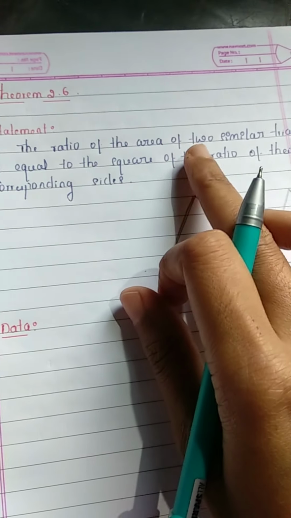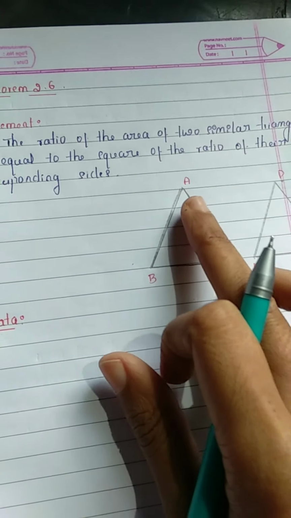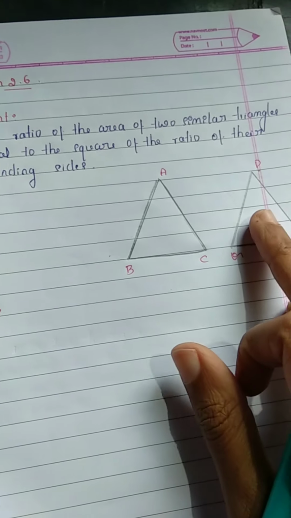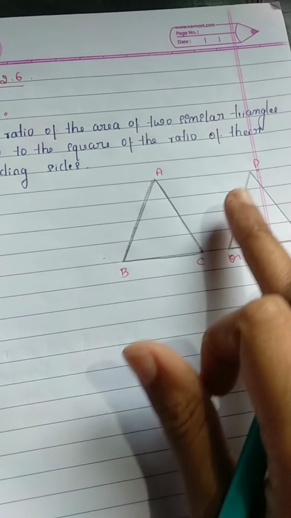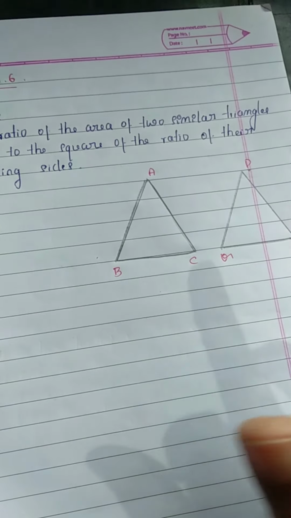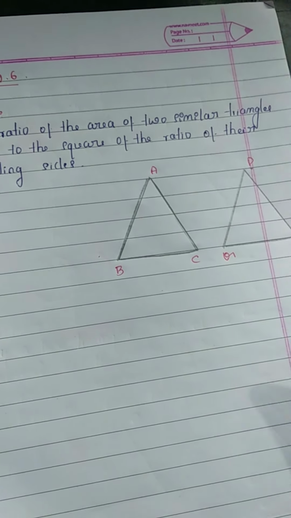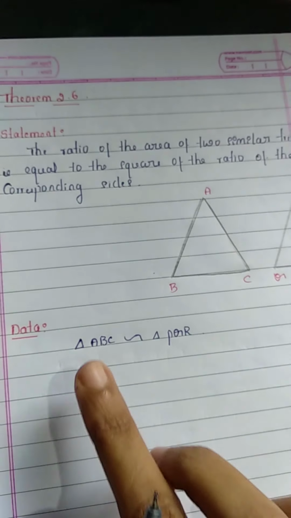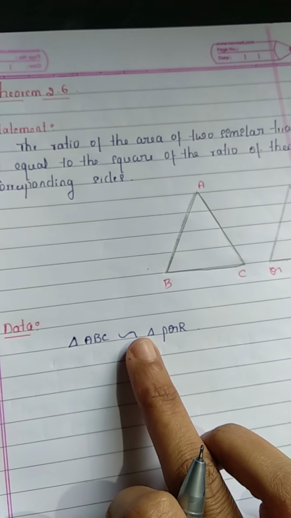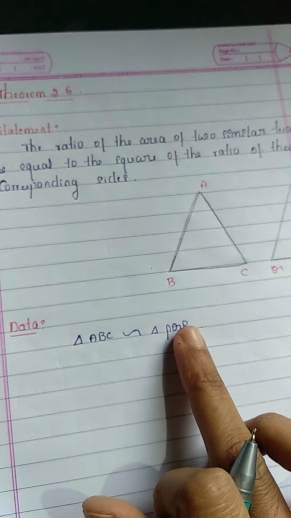Given two similar triangles, so triangle ABC is similar to triangle PQR. It means corresponding angles are equal and corresponding sides are divided in the same ratio. Therefore, triangle ABC is similar to triangle PQR.